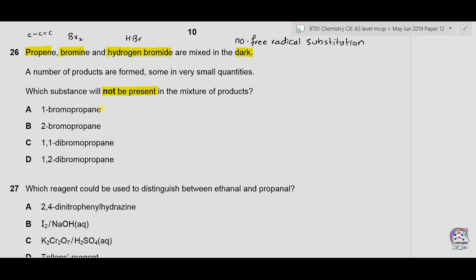A is 1-bromopropane. Now propene can react with HBr in an addition reaction, and hydrogen will be attached to one carbon atom and bromine is attached to the second carbon atom. So we could have this product. And the name is 1-bromopropane. So this product is a possible one.